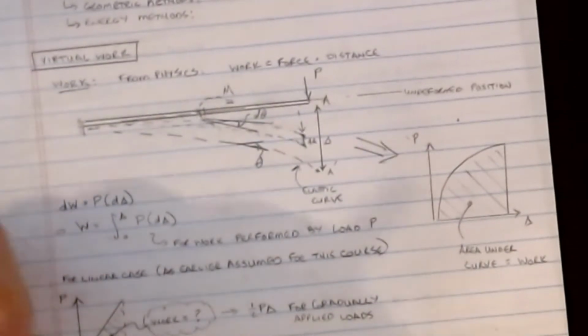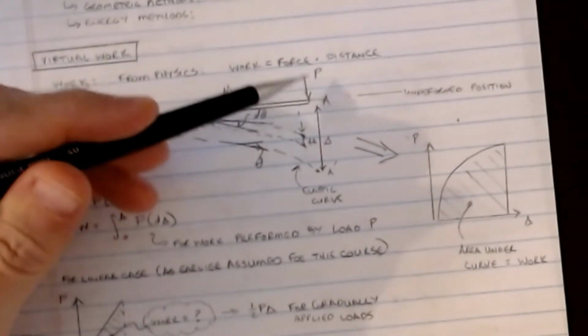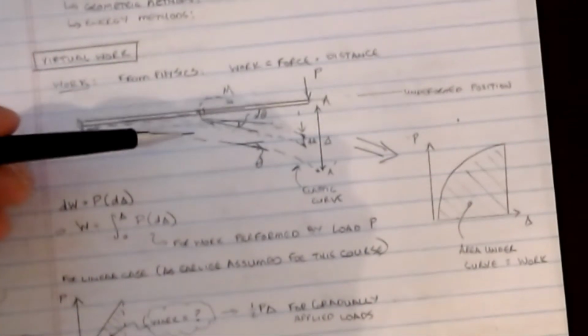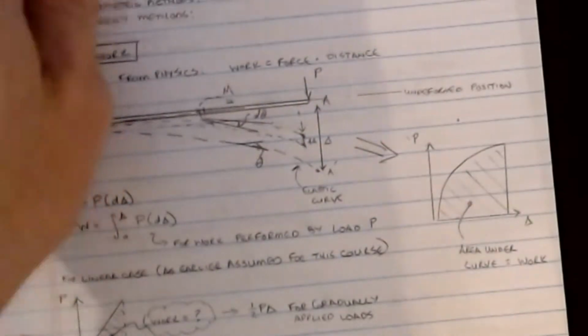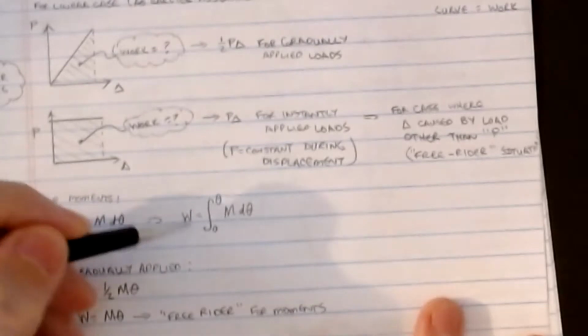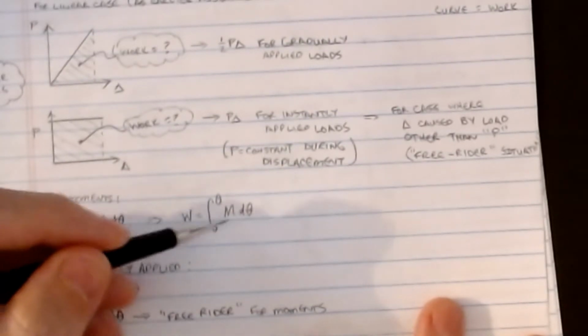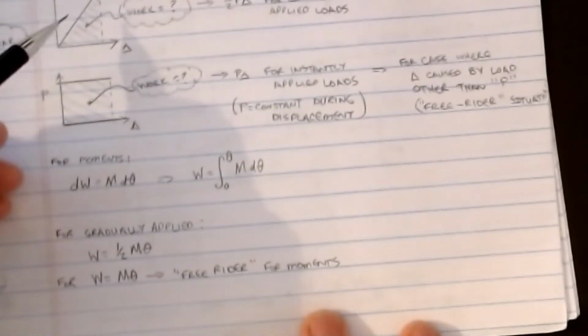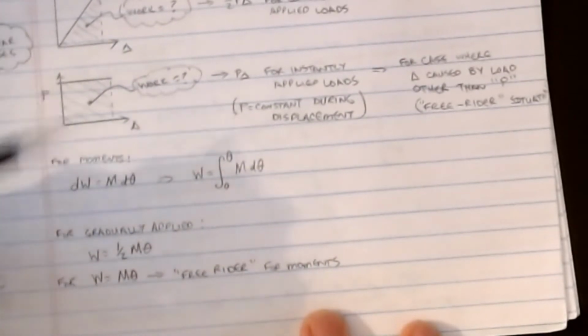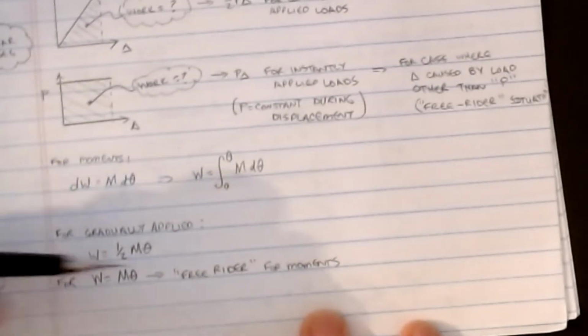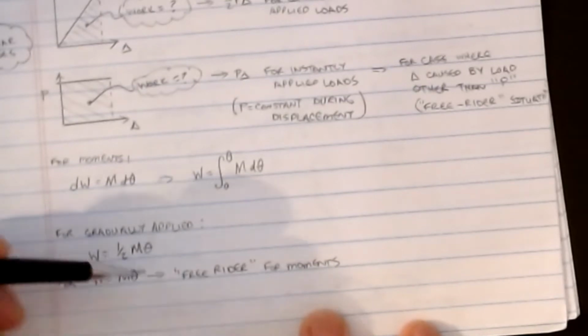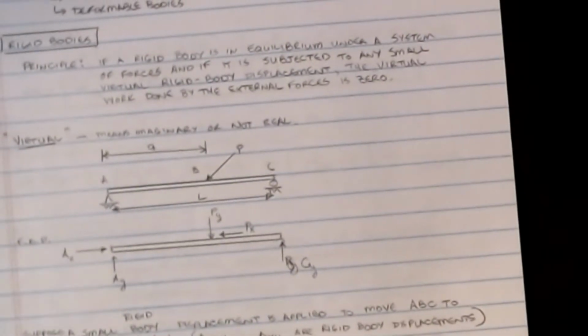So we have both on here because beams are loaded with concentrated forces and they can be loaded with moments as well. Using the same premise of our principle of work, I can say that work is now the integral from 0 to theta of M d theta. Likewise, as with the diagrams for gradually loaded and instantaneously loaded, a gradually loaded moment is 1/2 M theta, and a free rider or instantaneous moment is M times theta.